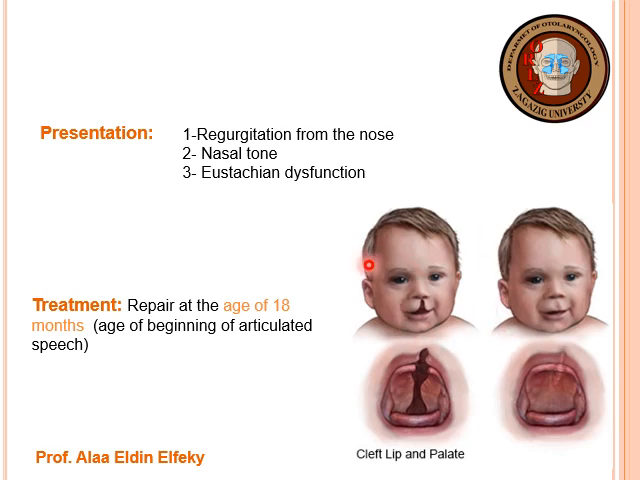In the presentation, the child usually complains of regurgitation of food and fluid from the nose, nasal tone, and Eustachian dysfunction. With the Eustachian dysfunction, the patient usually has recurrent attacks of otitis media with effusion. The repair is usually at the age of 18 months, because this is the age of beginning of articulated speech.